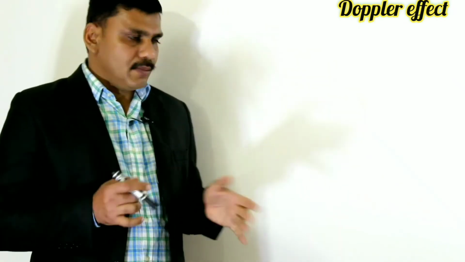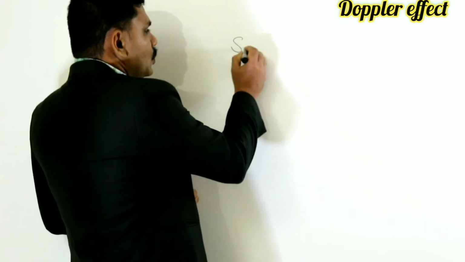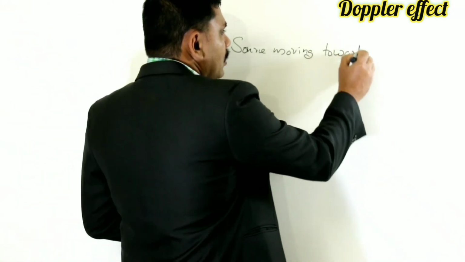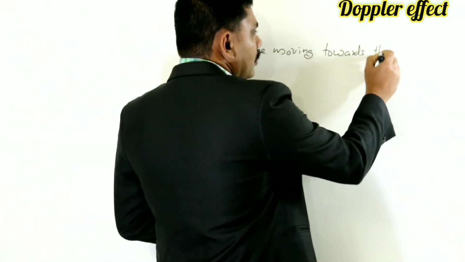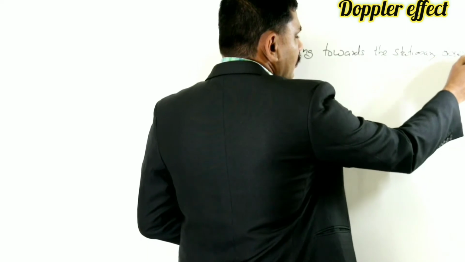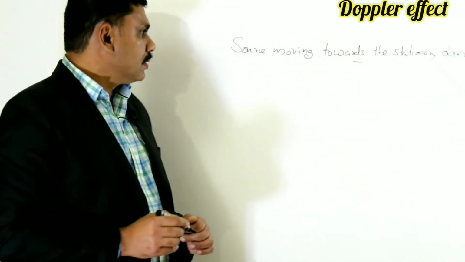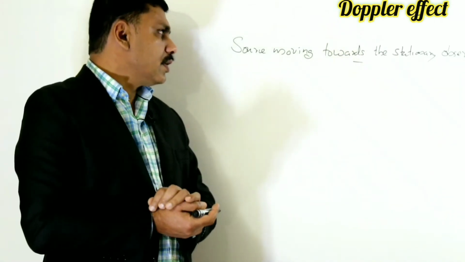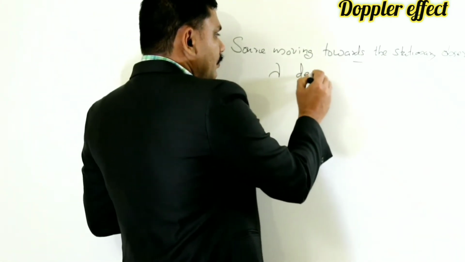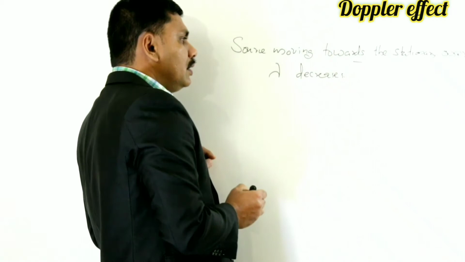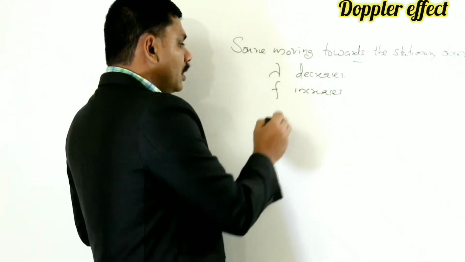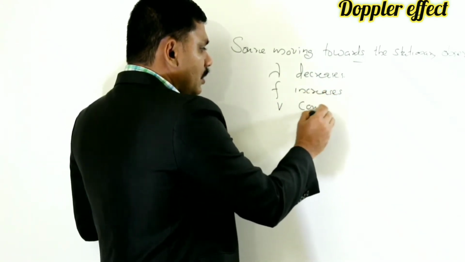What you learned, we can summarize like this. The source moving towards the stationary observer. Then which are the changes taking place? When the source is moving towards the stationary observer, the first change is that wavelength decreases. Wavelength decreases, frequency increases. Speed of sound remains constant.